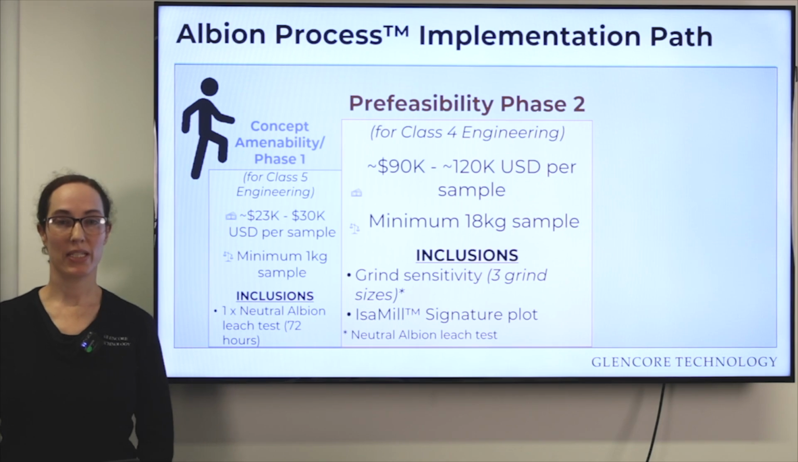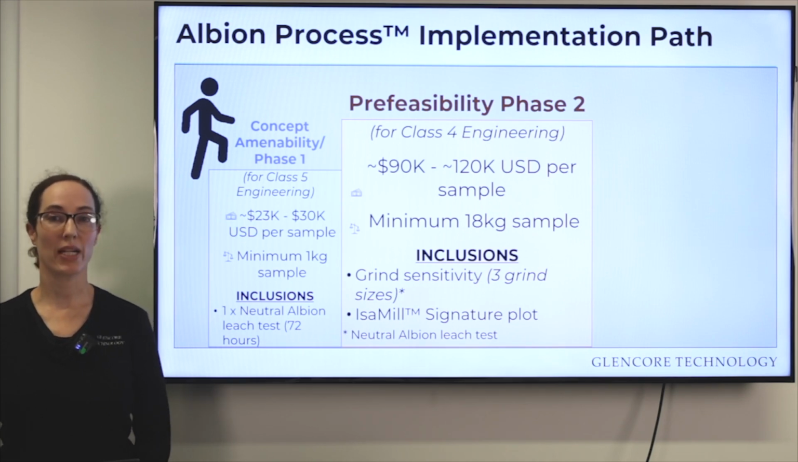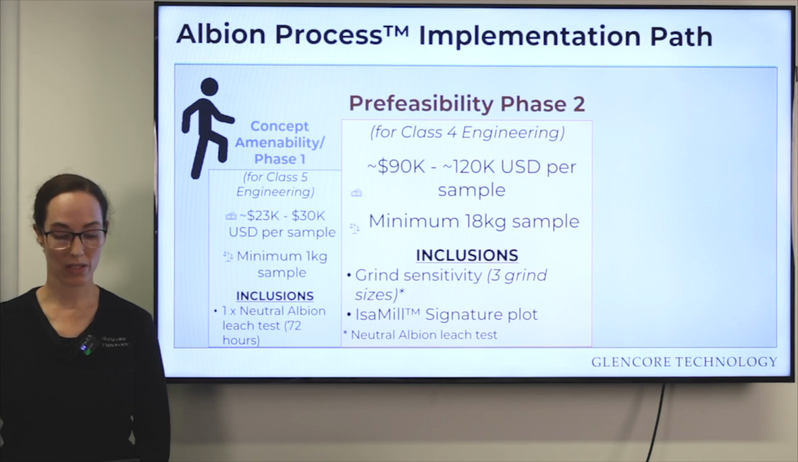In the pre-feasibility stage, or stage 2, we look at the processes which would influence your OPEX and CAPEX. We take a look at grind sensitivity. So, can we grind less fine? At what point do we need to grind to get the desired result? We also do an IsaMill signature plot at this point so that we know the specific energy input for your project.